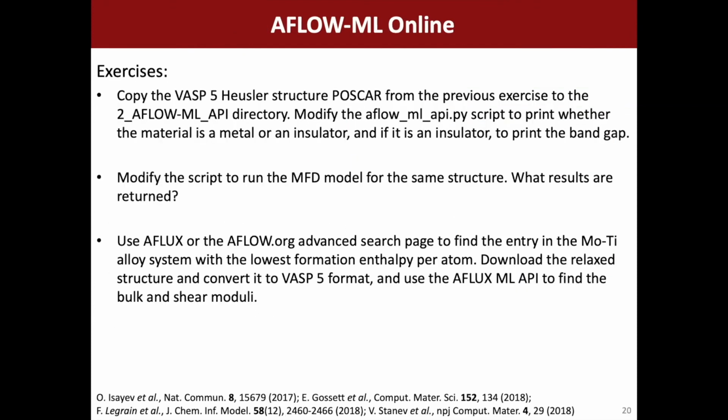Okay, so now we're going to do another set of exercises. In this case, we take again the postcar, the VAS5 Heusler structure postcar from the previous exercise. So either you can generate a new one, or you can take the one from the previous exercise if you still have it, or you can download it, generating it using the online prototype encyclopedia.